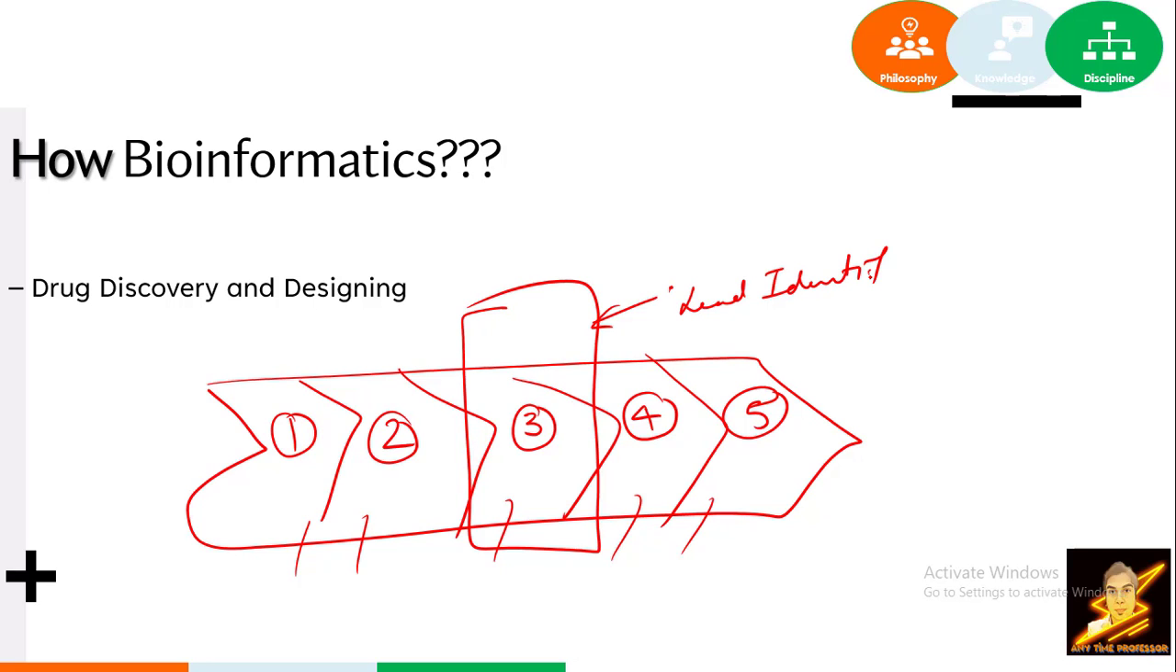You have seen in the COVID era that a drug or a vaccine was discovered by the use of bioinformatics, in which they identified certain lead compounds that can be used for the treatment of COVID. This kind of thing comes under drug discovery and designing. We will deal with this topic in more detail in the subsequent slides or sessions.